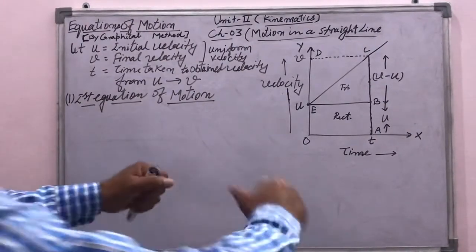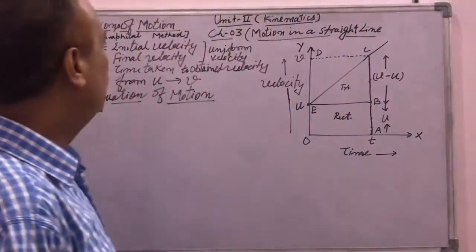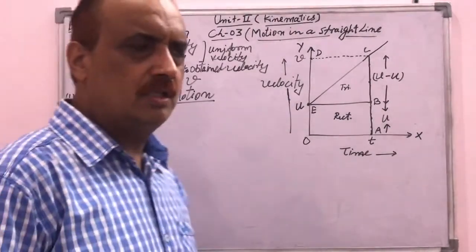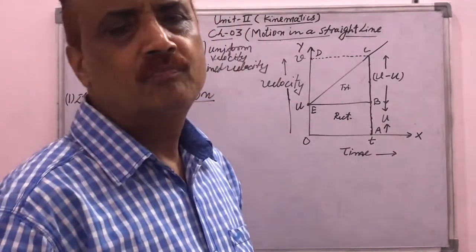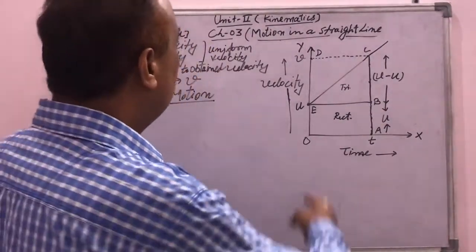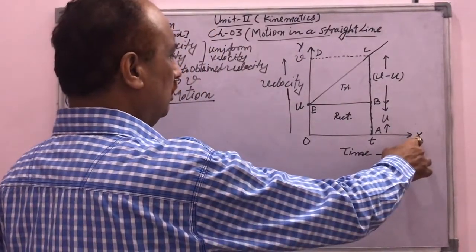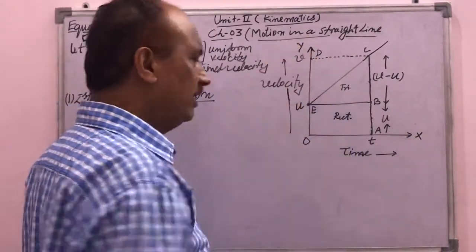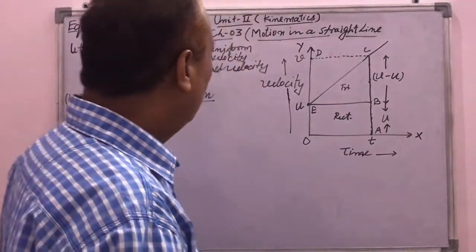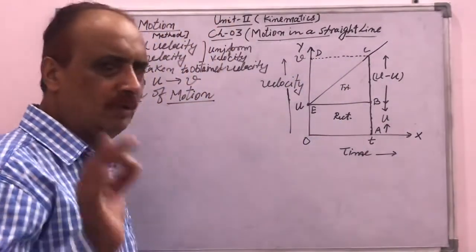Hello students, now we will discuss the equations of motion of unit number two. We will discuss the equations of motion by the graphical method, and to solve the equations by the graphical method, we have to draw a graph. First of all, the graph is drawn between the x-axis and y-axis, or we can say the body is moving in the xy plane, and we have to draw the graph of the body which is moving with uniform velocity.